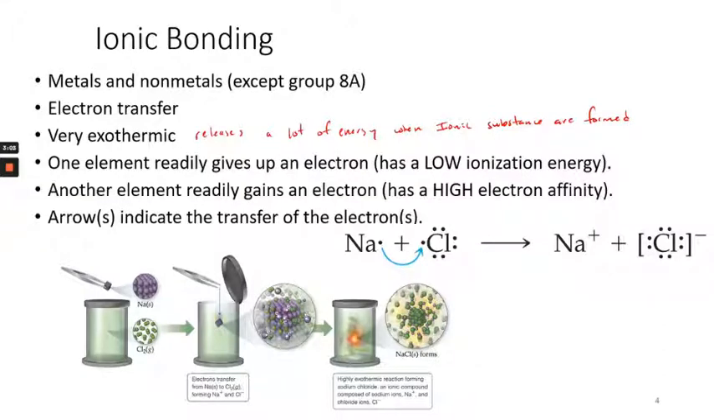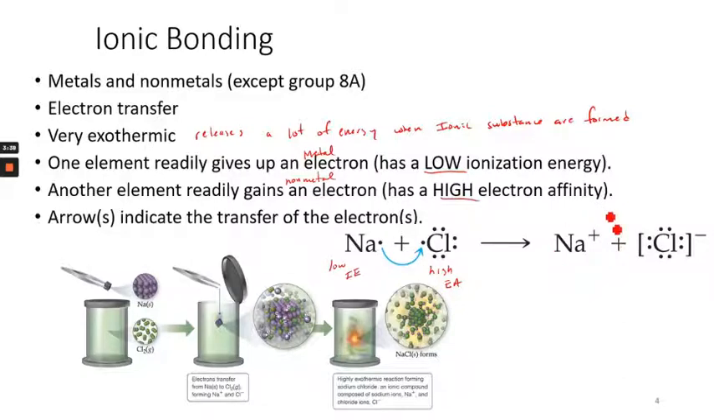So you'll have one element that is giving up the electron, and that's normally your metal. And they have a low ionization energy, so it's easy for the electron to be removed. Then you have another element that gains the electron, that's your nonmetal. And they have a high electron affinity. That is the energy released when it gains an electron. So you see here, sodium is going to give up its electron. It has a low ionization energy. Chlorine accepts the electron. It has a high electron affinity.